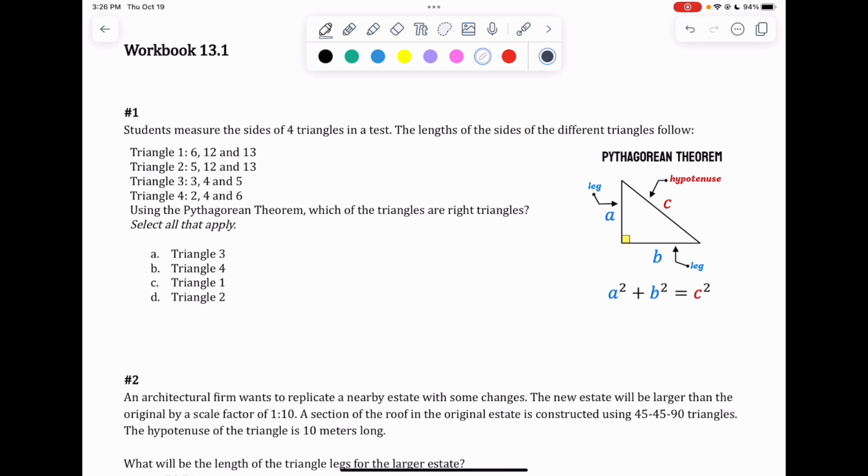Triangle 1 was 6, 12, and 13. Triangle 2 had sides 5, 12, and 13. Triangle 3 was 3, 4, 5. And then triangle 4 had side lengths of 2, 4, and 6. It says using the Pythagorean theorem, which triangles are right triangles?